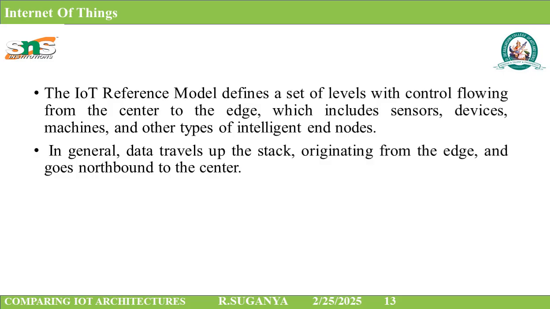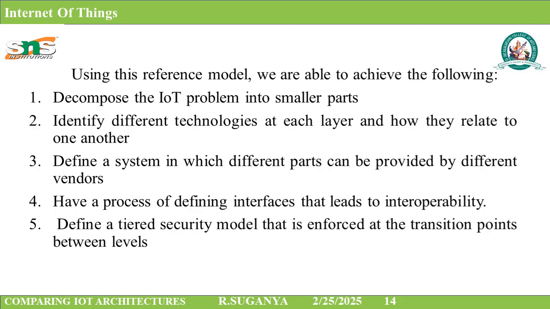In general, data travels up the stack, originating from the edge and going northbound to the center. Using this reference model, we are able to decompose the IoT problem into smaller parts, identify the different technologies at each layer and how they relate to one another, and define a system in which different parts can be provided by different vendors. It also helps define interfaces that lead to interoperability, and defines a tiered security model that is enforced at the transition points between levels.